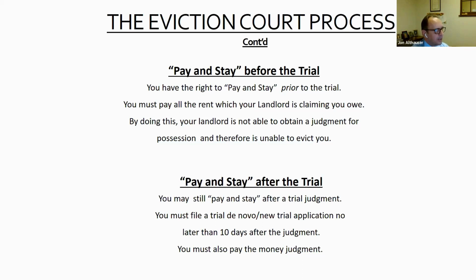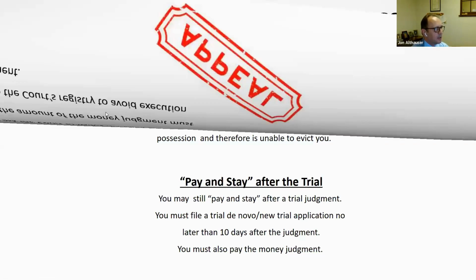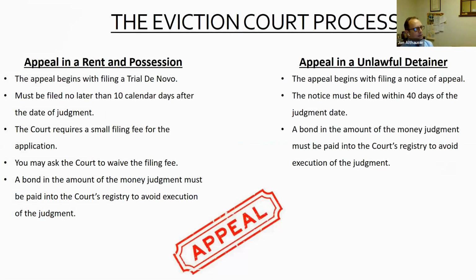Now, when it comes to appeal, an appeal in a rent and possession is not really an appeal. It's called a trial de novo, which is just Latin for new trial. It also has to be filed within 10 days after the date of the judgment. So if it's a default judgment, you still have a right to a trial de novo. It might be you file both, a motion to set aside the default judgment and a request for a trial de novo. So here's the thing.